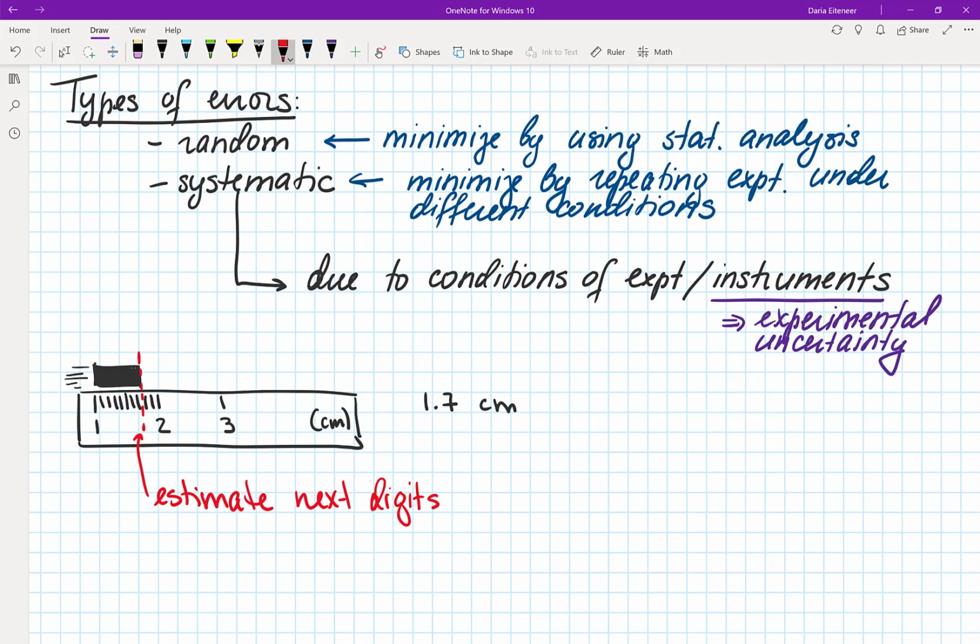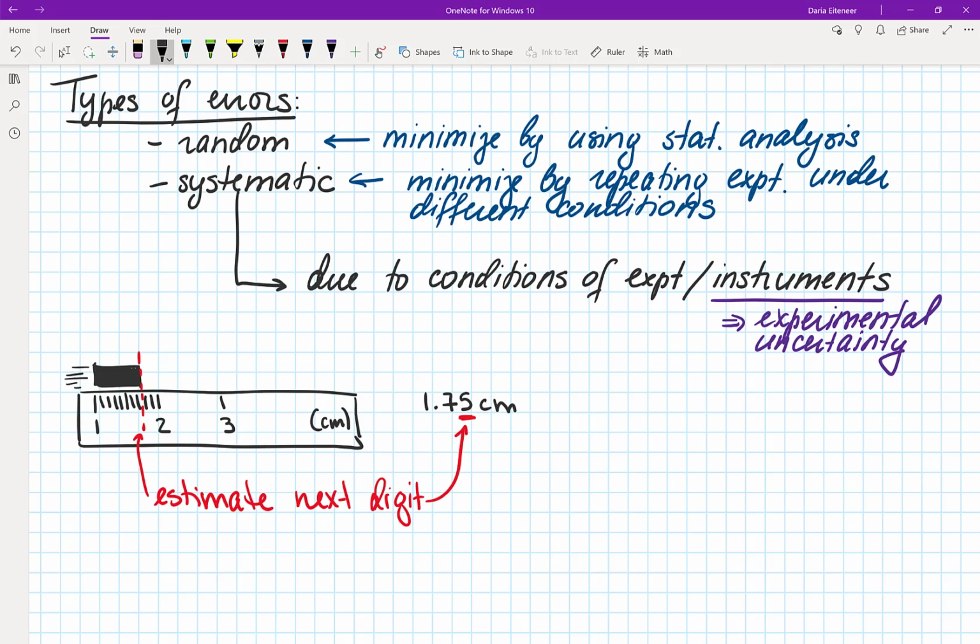So I'm going to say that this is 1.75 centimeters. So I'm estimating this last digit here, just one. Okay? So basically, what I'm saying here is that this ruler is not perfect, right? There is only so many decimal places that I can get with this ruler.